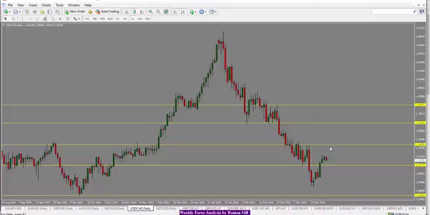However, if the 3400 level holds as resistance, we're looking for a potential move down back into this 3170 level and then potentially back into the lows here of 2900. So again, this 3170 level would be key as support, and then the 3400 level would be the key resistance level.